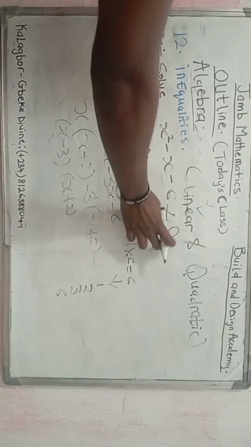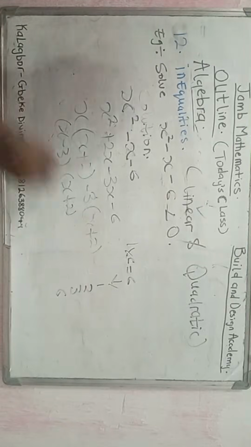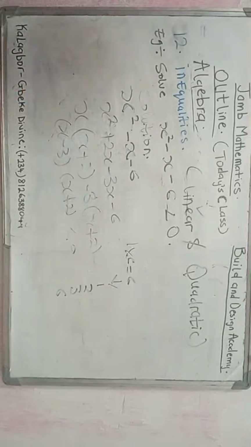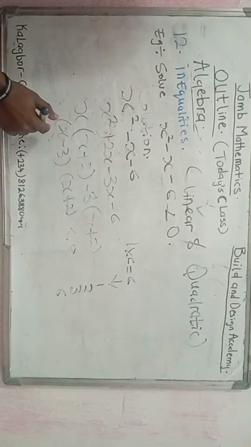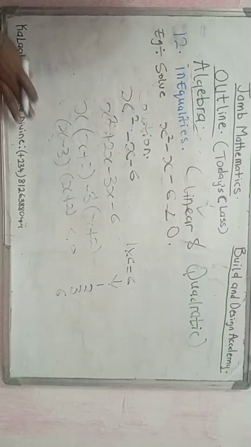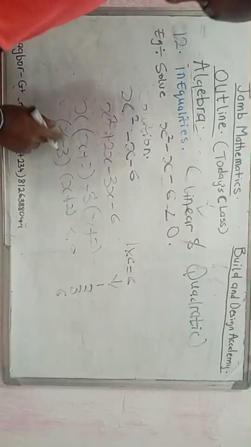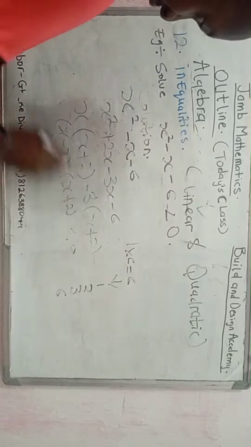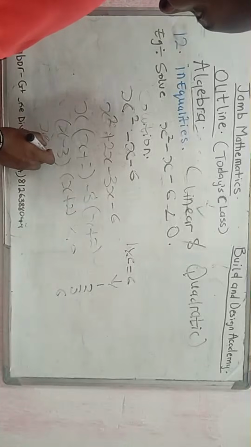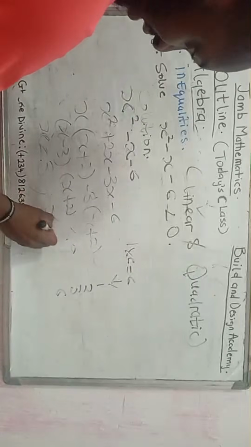We'll now equate both of them into this inequality. And if we equate both of them to the equality, which is 0, we'll now have, if we take this one to the other side, x minus 3 is less than 0. If you take minus 3 to the other side, it's going to be x is less than 3. And the second equation will be x is less than minus 2.